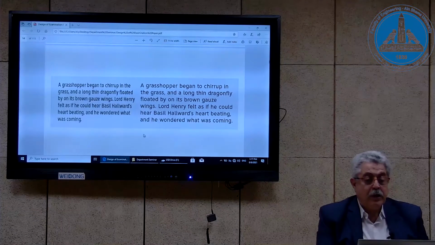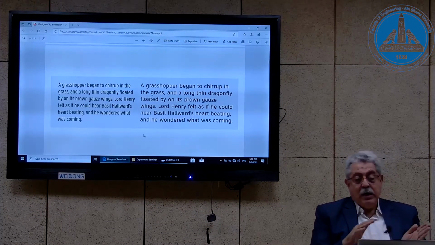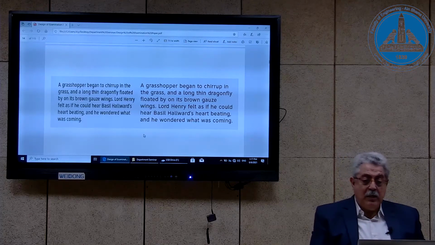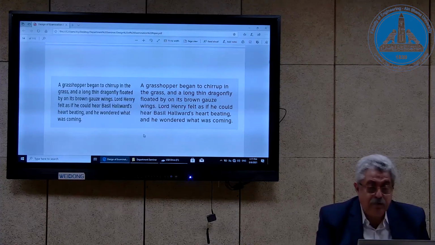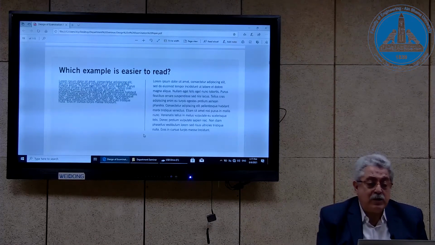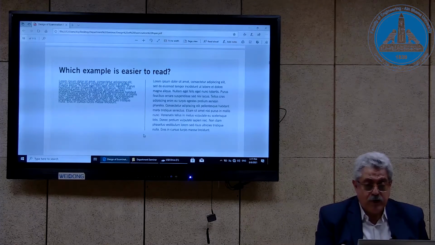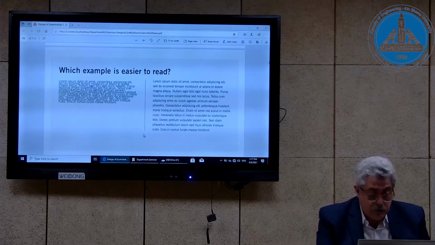Here, some text on the left hand side and text on the right hand side, and it shows that the text on the right hand side is more readable than the one on the left hand side. The same thing goes here again, and it asks you which example is easier to read. Of course, the right is easier to read than the left.